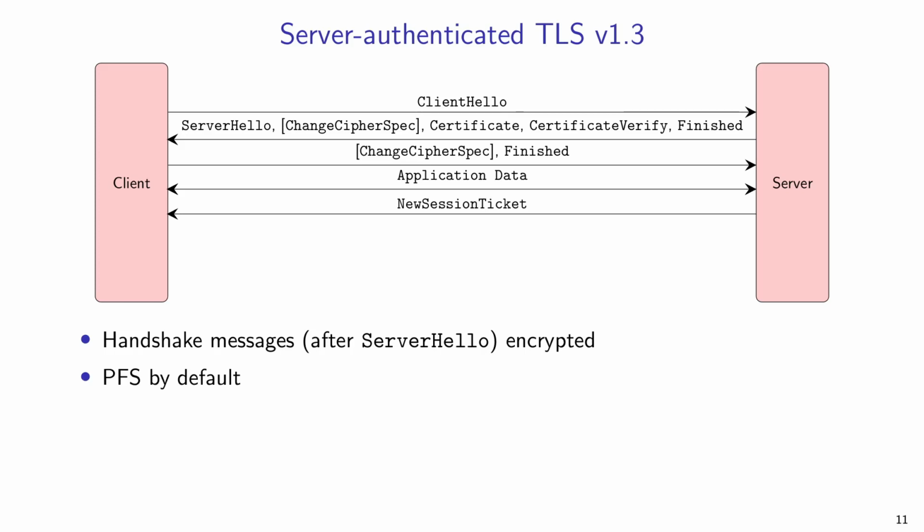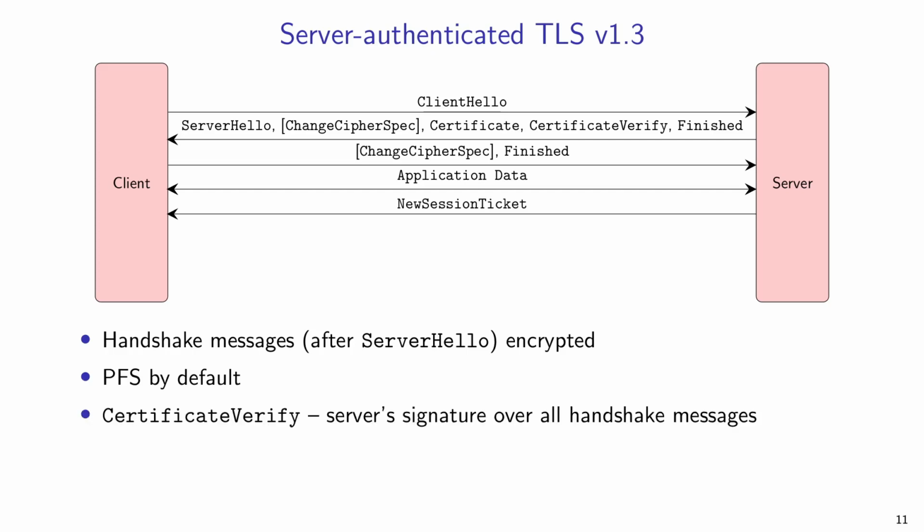In TLS 1.3, the server proves its possession of the private key by including a signature in the certificate verify message. The signature is made by signing all previous handshake messages. If you remember, this is analogous to how the client proved its possession of the private key in the previous TLS versions. So the certificate verify message contains the server signature over all handshake messages.